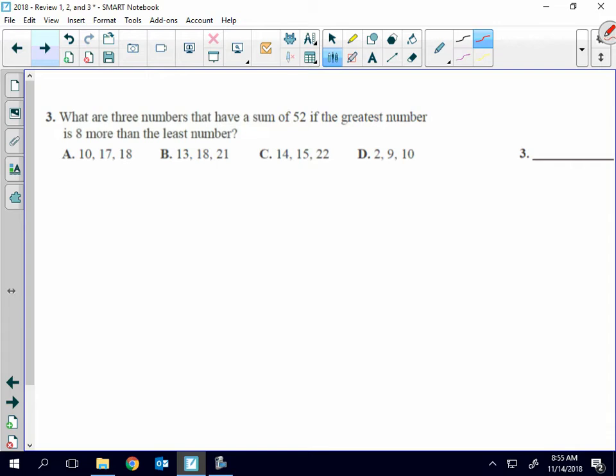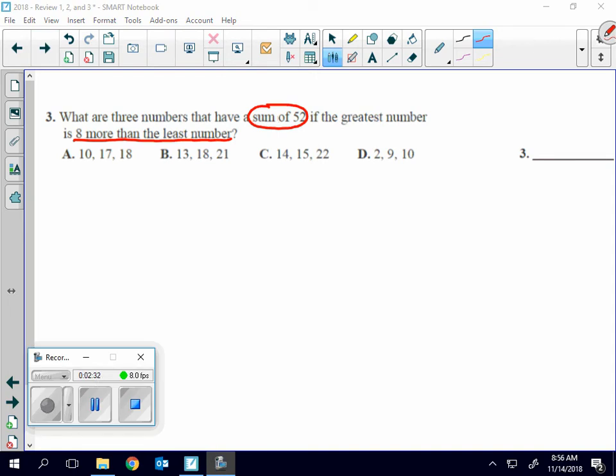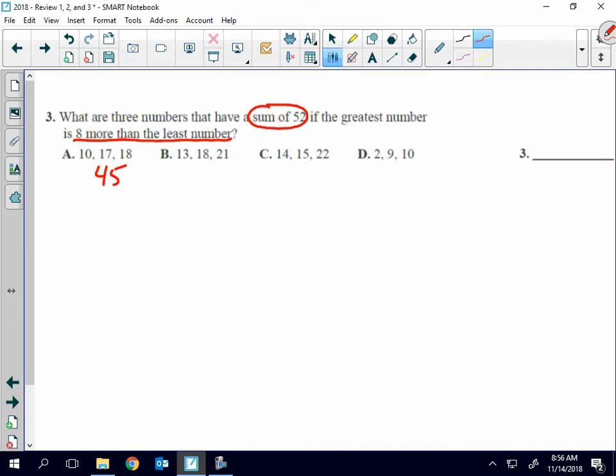What are 3 numbers that have a sum of 52, and if the greatest number is 8 more than the least number? So what I'm going to do is first add up all the numbers in A, B, C, and D and figure out if they have a sum of 52. So on my calculator for A, I see 10 plus 17 plus 18. That gives me 45, which is not 52. So already we know that's not an answer.